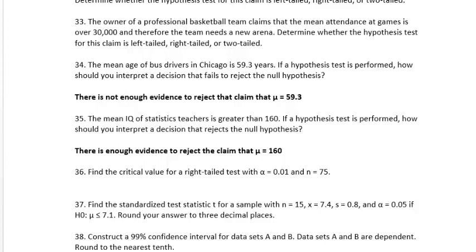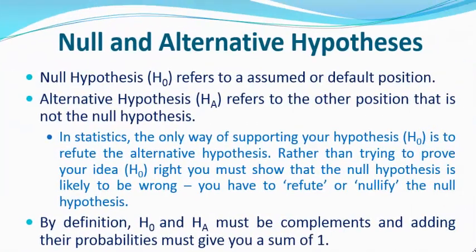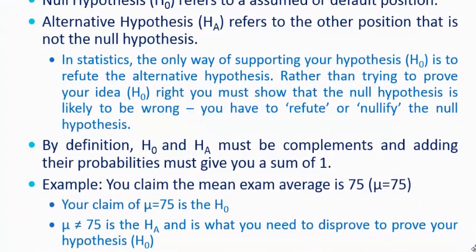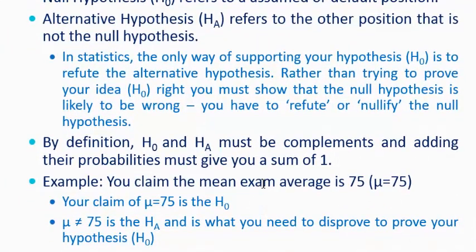First, let's go back and look at the null and alternative hypotheses. We covered that in the crash course as well. A null hypothesis, or H0, is the assumed position, or the default position. If I make a claim, then that claim is the null hypothesis. If I claim the mean exam average is 75, mu, a Greek letter that means the mean in statistics, is 75, then my claim that the average is 75 is the null hypothesis. The alternative hypothesis would be that it's not 75.